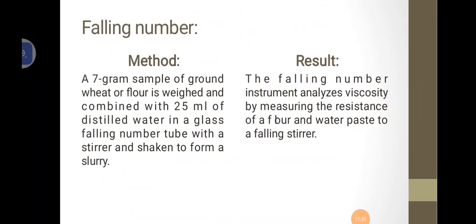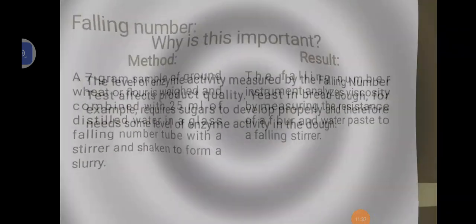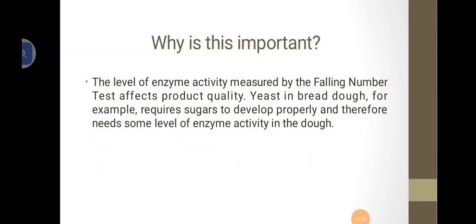Falling number. This is the method and the result. How to proceed and how to read the result. Why is this important? The level of enzyme activity measured by the falling number affects texture and product quality. Yeast in bread dough, for example, requires sugar to develop properly and therefore needs some level of enzyme activity in the dough.